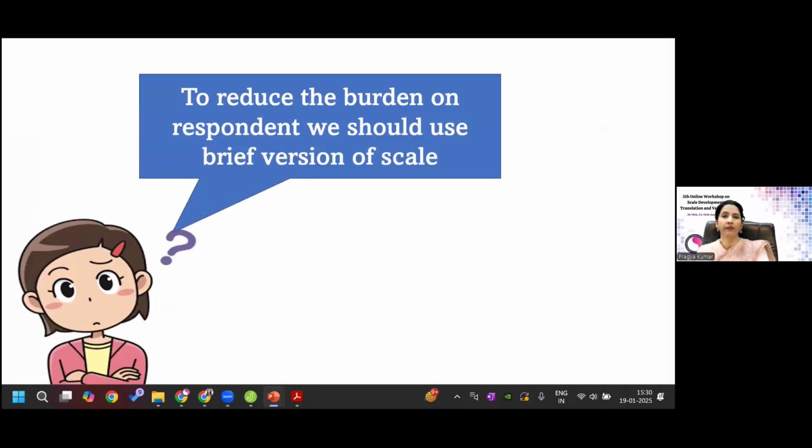So now if I ask this question, just to reduce the burden of respondent, should we use the brief version of the scale? What is your take on this? Yes, right. No, because for us, the validity and reliability is a must. So just to reduce the burden on respondents, we cannot reduce.